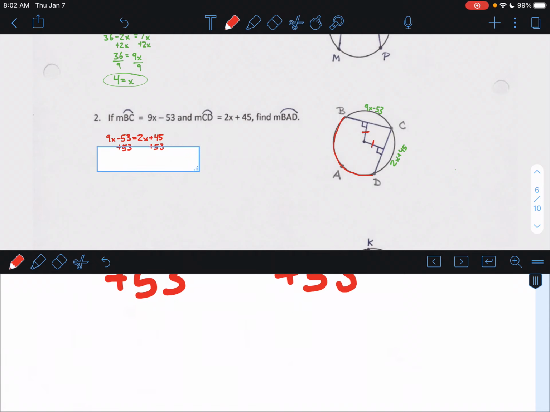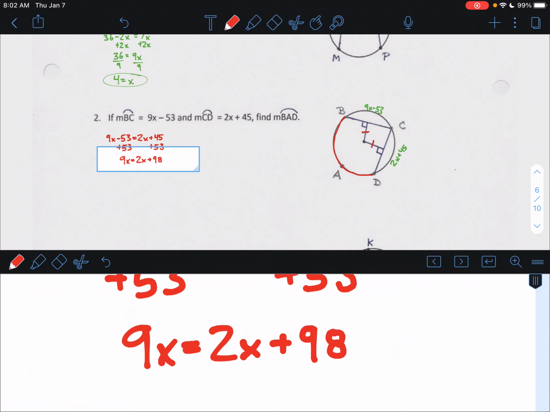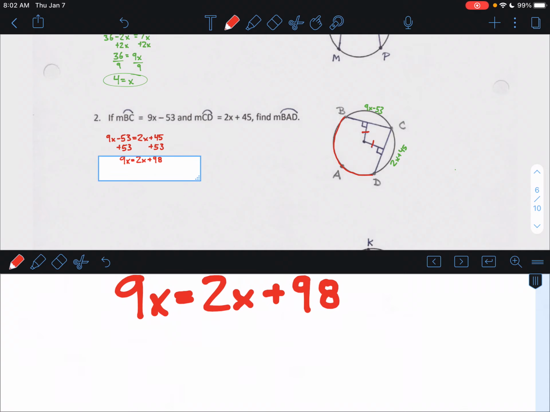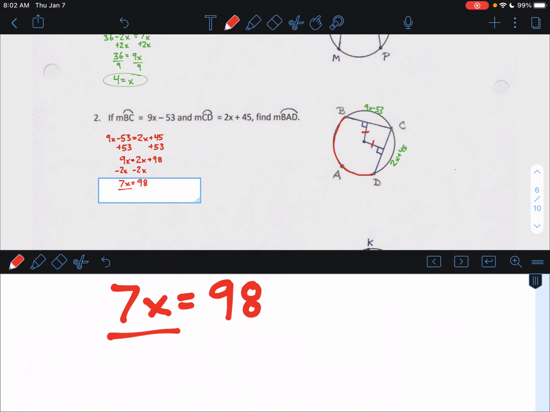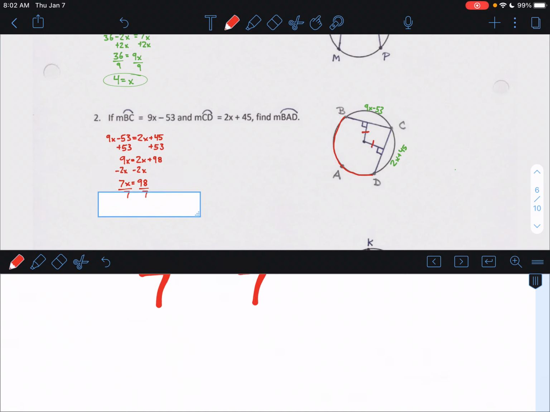When I do that, I get 9x equals 2x plus 98. Subtract 2x from both sides. And that's going to give me 7x equals 98. And if I divide both sides by 7, I'm going to get x equals 14. But I don't want to solve for x here. I need to solve for the measure of arc BAD.